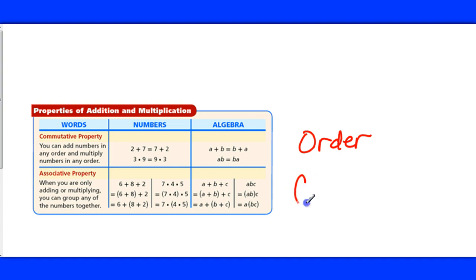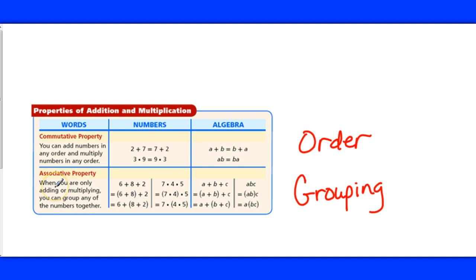So associative is grouping. You can see by these examples that 2 plus 7 is the same as 7 plus 2. You can change the order and it doesn't change the outcome. 3 times 9 is the same as 9 times 3. Whether you do this algebraically with variables or with just numbers doesn't make a difference.